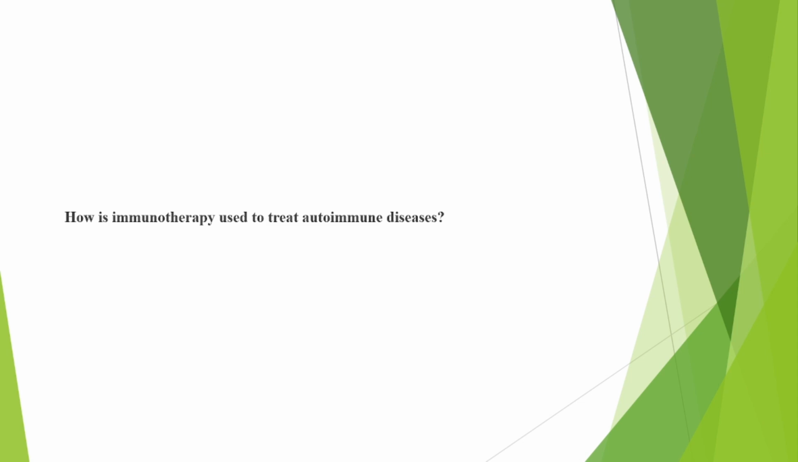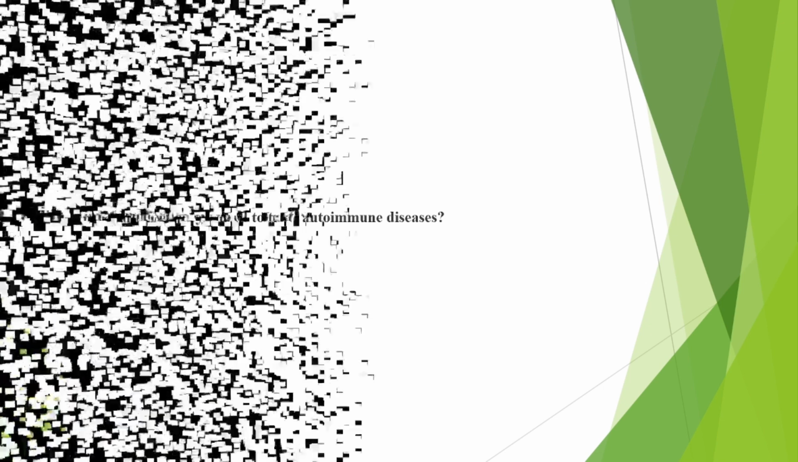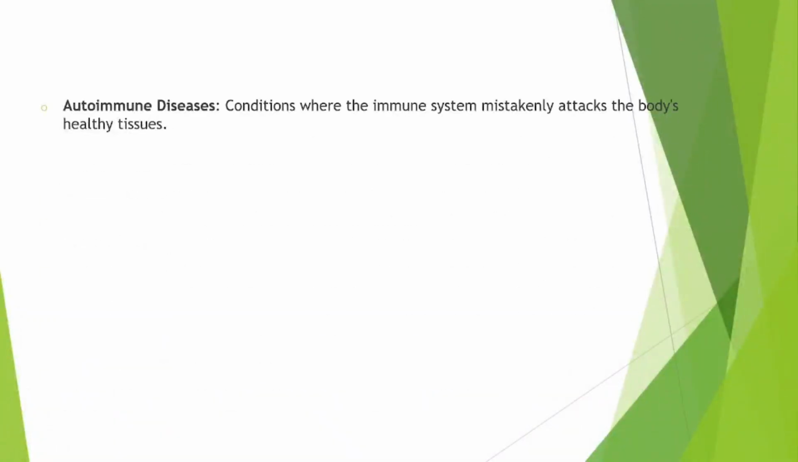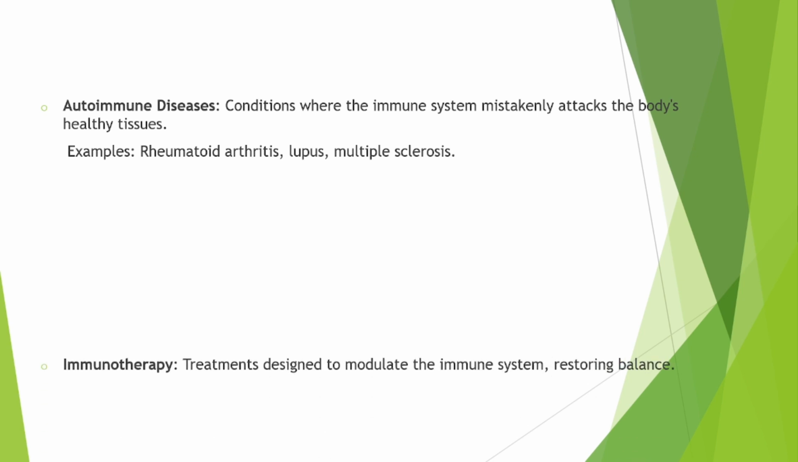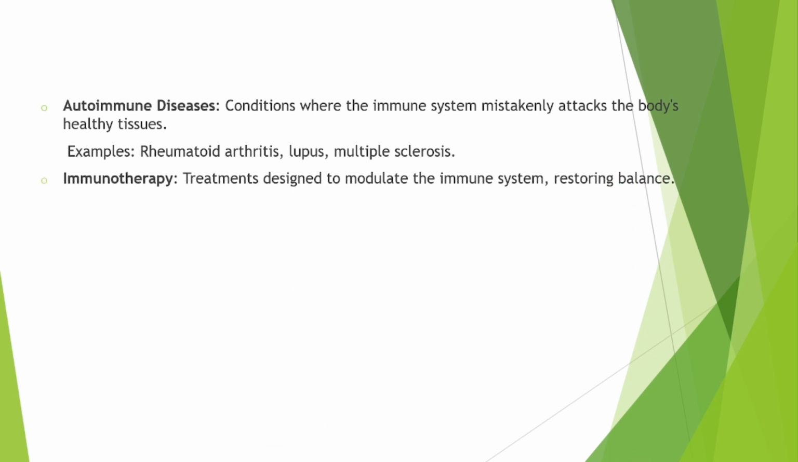The next question is how immunotherapy is used to treat autoimmune disease. Autoimmune disease is a condition where the immune system mistakenly attacks the body's healthy tissues or cells. Examples are rheumatoid arthritis, lupus, and multiple sclerosis. Immunotherapy is treatment designed to moderate the immune system, restoring balance.